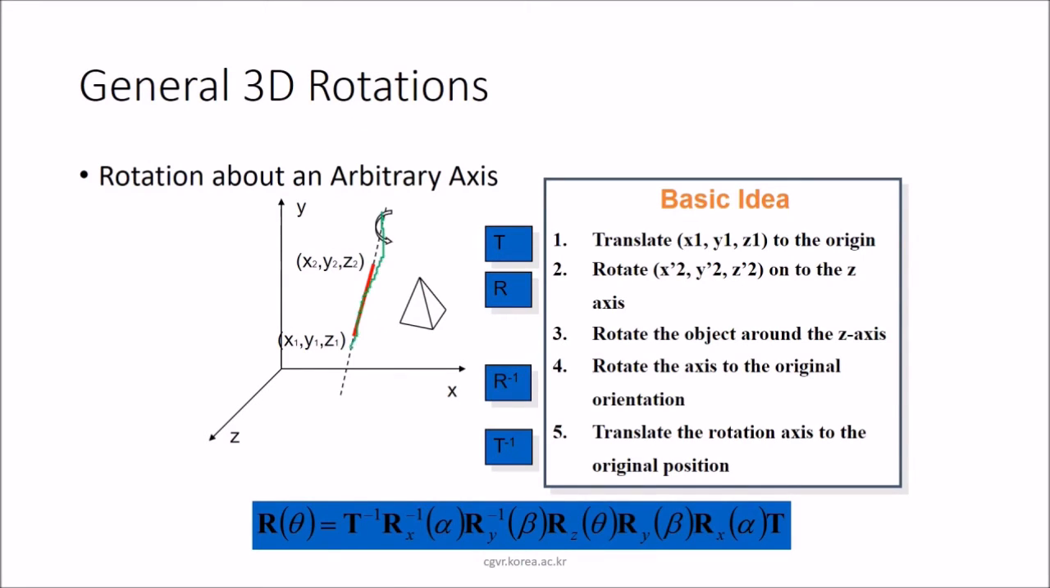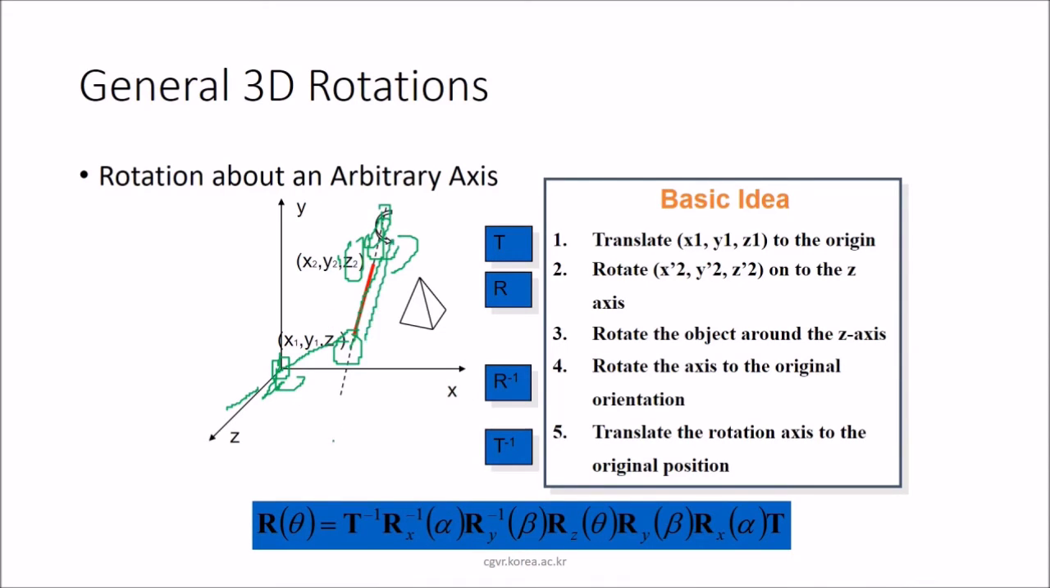Now, it can be any arbitrary axis which may or may not be parallel to your x, y or z axis. This is the basic idea. What we do here is we translate this x1, y1, z1 to the origin first. We rotate x2, y2, z2 onto the z axis. Say we want to rotate it along the z axis. Then we rotate the object around the z axis. Then we rotate the axis to the original orientation. Then we translate the rotation axis to the original position.